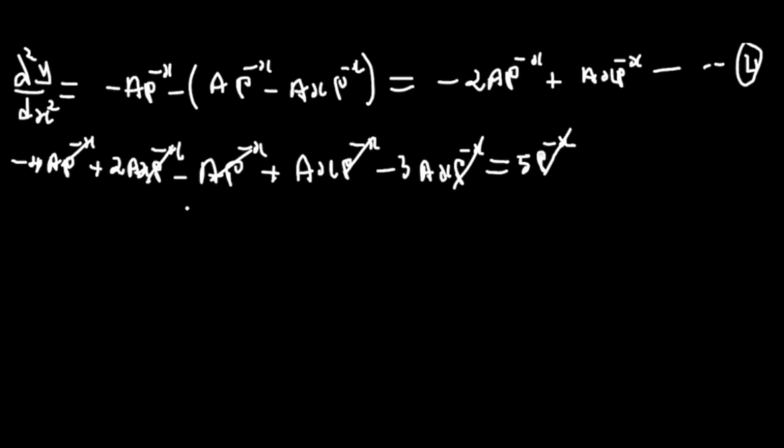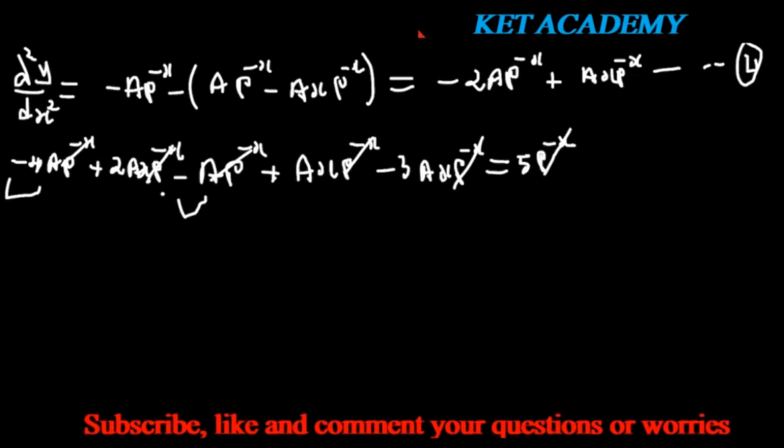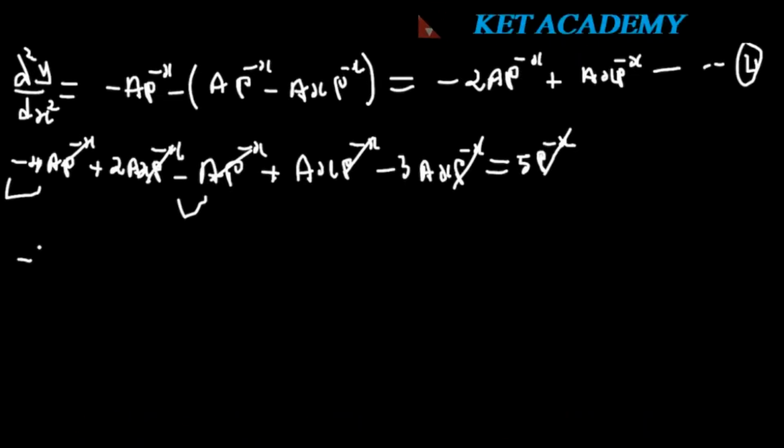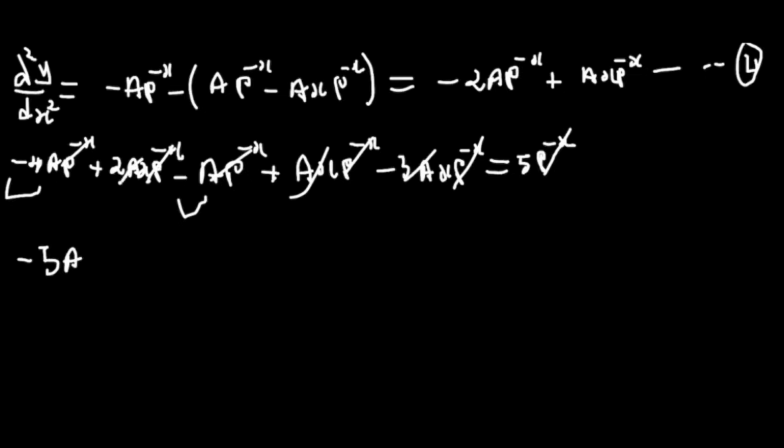So we are going to be comparing our coefficients. So this and that will give us minus 5a. We are done with all the constants. Now all the terms in x, we have 2a x plus a x will give us 3a x. So minus, this and that will cancel each other. So this will be equal to 5. This implies that our a will be minus 1.